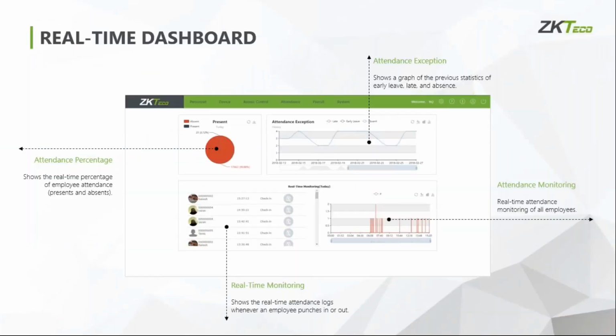We also have a real-time dashboard. You can see four parts here. The first part shows the percentage of attendance, how many are present and how many are absent. Attendance exceptions like late, early leave, and absent are represented diagrammatically, so you can easily understand how many employees are working in the company currently. It is updated in real time, showing how many are late, how many are early leave, and absent.